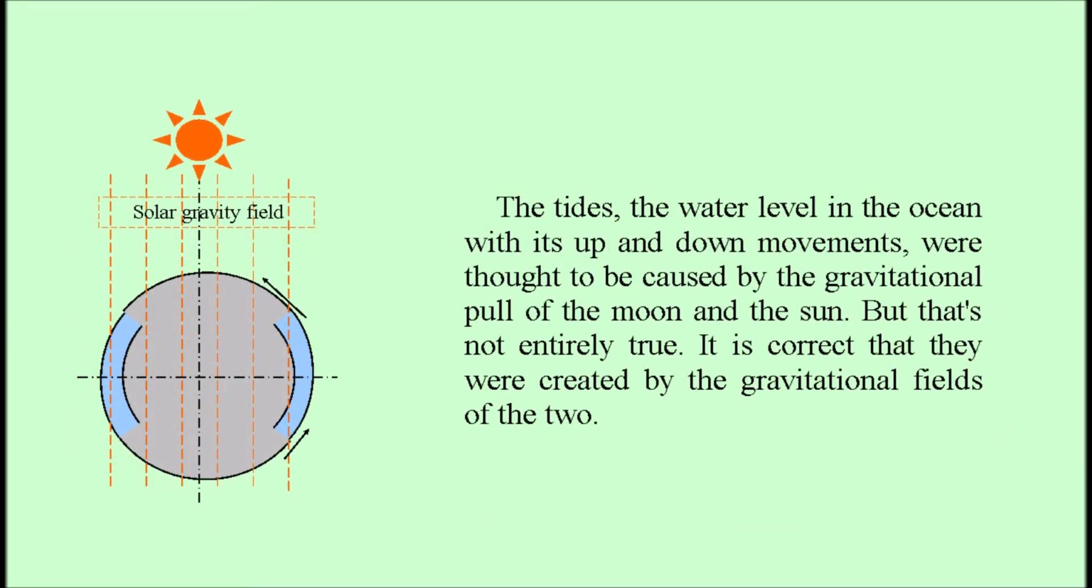The tides, the water level in the ocean with its up and down movements, were thought to be caused by the gravitational pull of the moon and the sun. But that's not entirely true. It is correct that they were created by the gravitational fields of the two.